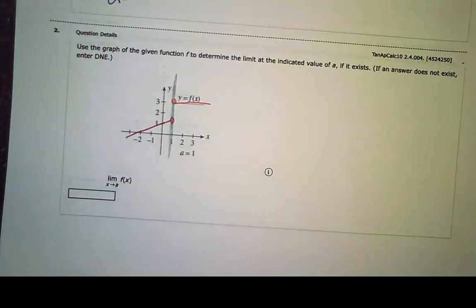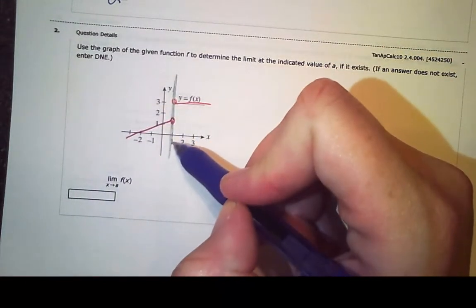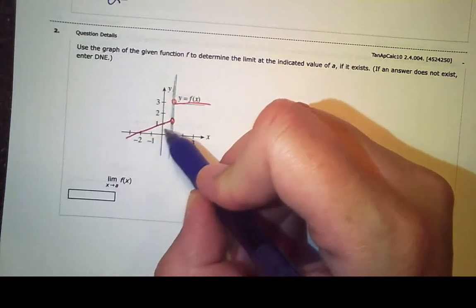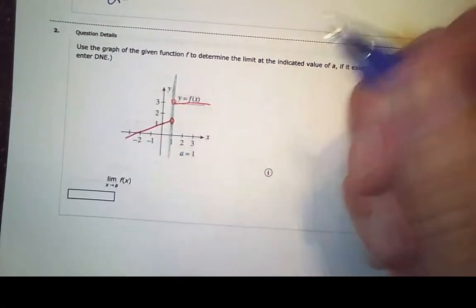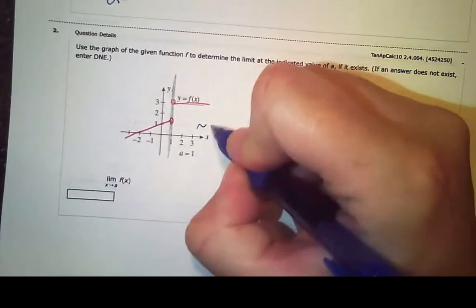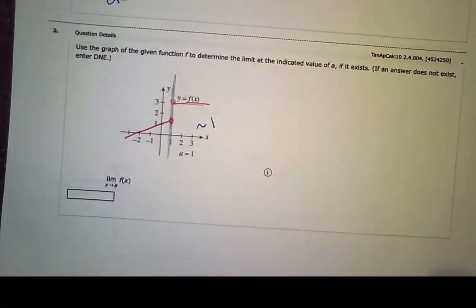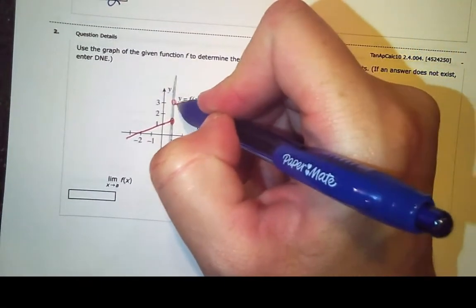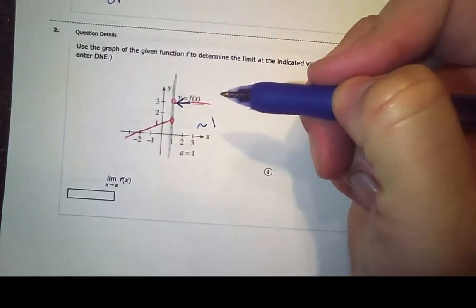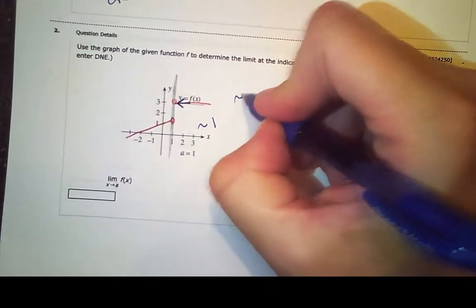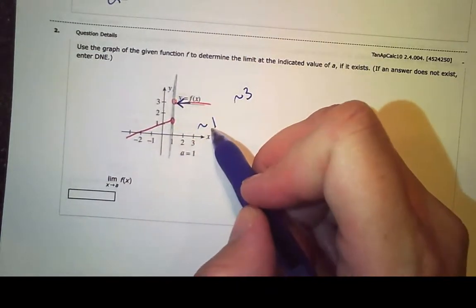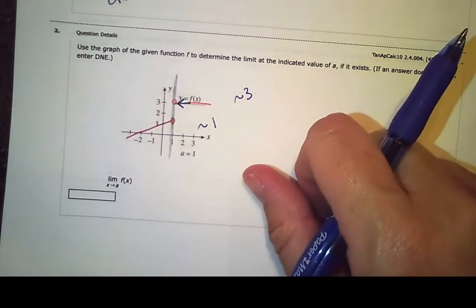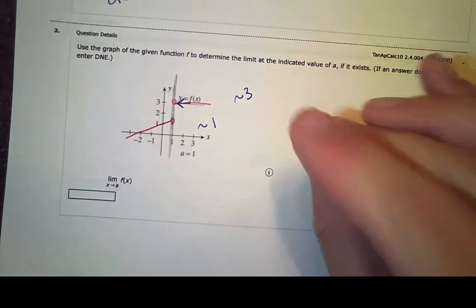Okay, so I'm going to come at it from the left. So following my function and getting closer to an x value of 1. So from the left, when I creep up, it looks like I'm creeping up to about a 1. I don't know, I kind of drew over it, so I'm not sure. Okay, as I come at it from the right, I'm coming and creeping up to a 3. So from the right, I'm creeping up to 3. From the left, I'm creeping up to 1. So does 1 equal 3? No, it doesn't. So in this case, the limit does not exist.